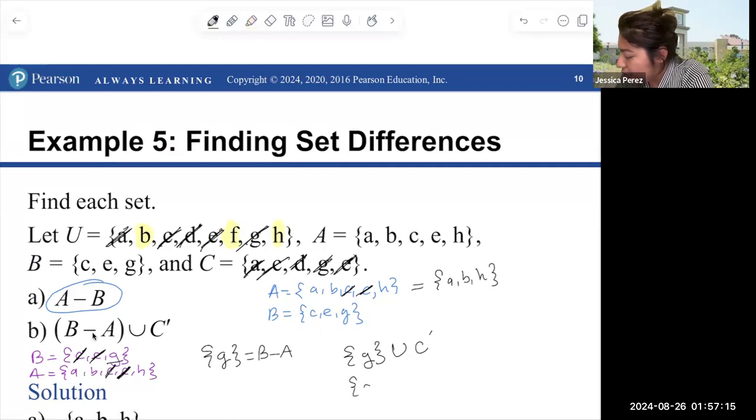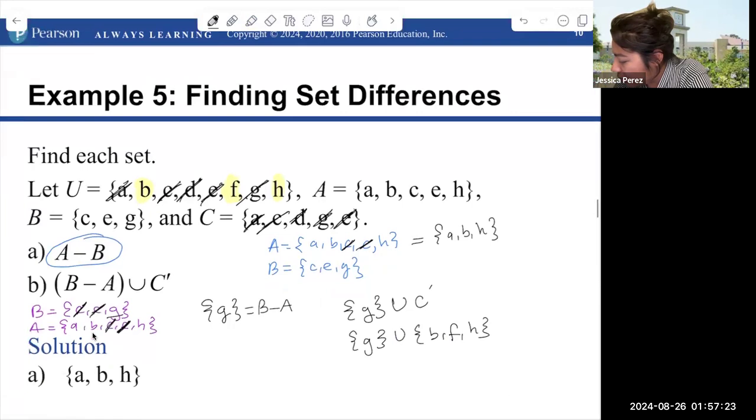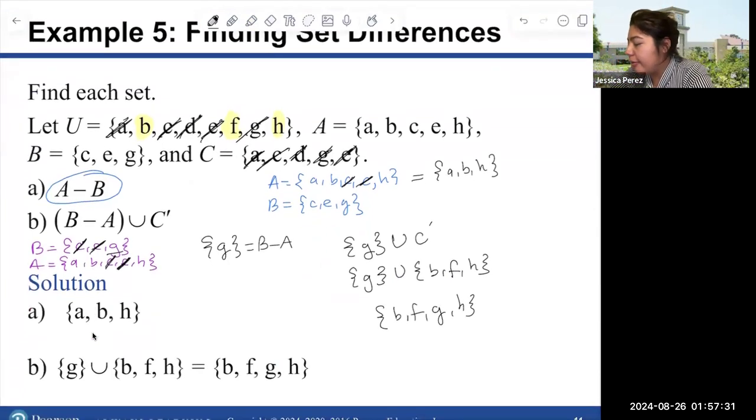So then we have G and we have union B, F, and H. So then we combine them all. So it'd be B, F, G, and H as my solution. B, F, G, and H.